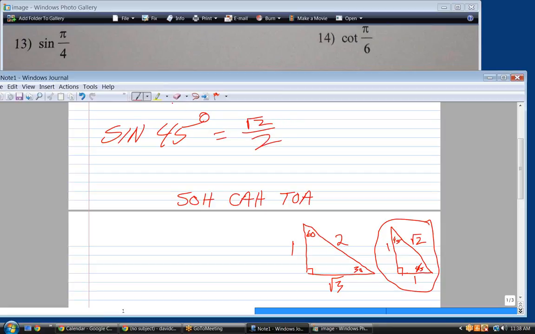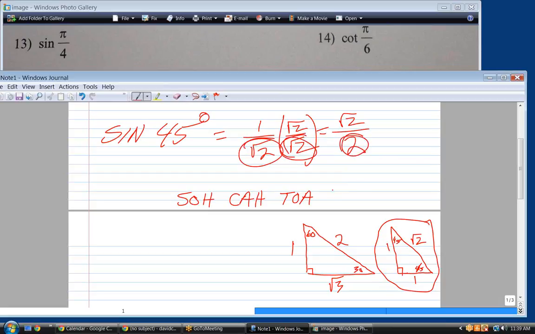Oh, yeah, over 2. And let's make sure you know how we got it. If it's 1 over root 2, you can only multiply a number by 1 without changing it. So my 1 is that, and that produces, multiply the numerators, multiply the denominators. That times that is that. Right. All right.